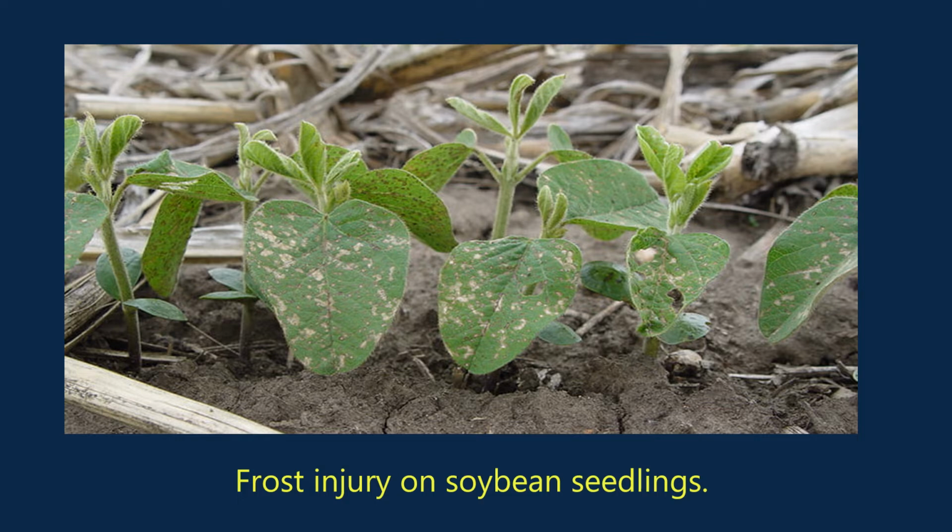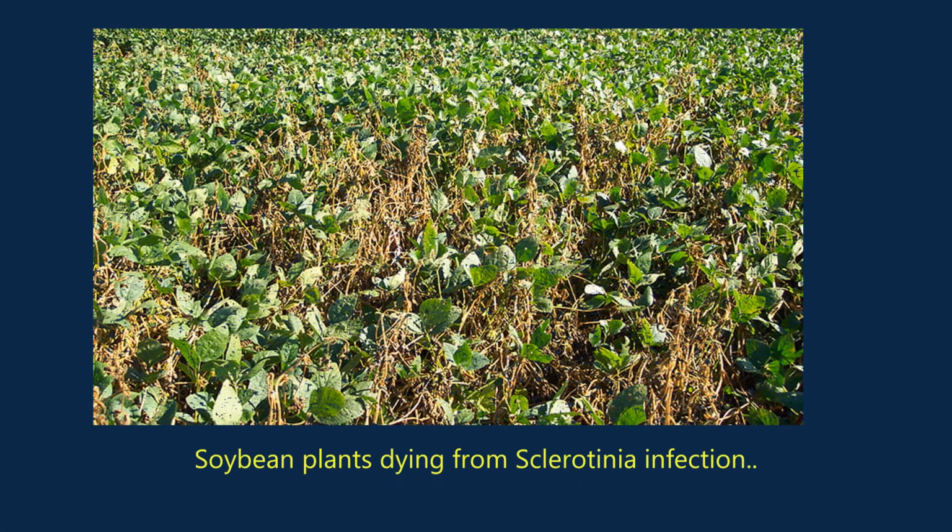Let's see another example. This picture also shows soybean plants, but in this case the plant was affected by Sclerotinia, that is white mold fungus. So this is a disease caused by a living organism. When a living organism infects the plants, they are referred to as plant pathogens.